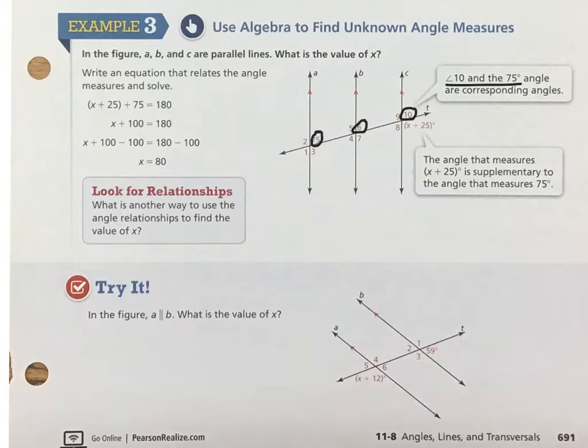Now we have an angle that is labeled x plus 25. What we know is that that is supplementary to the angle that measures 75 degrees, angle 10, because they lie along the same line C. So we can use algebra to say the angle measure of x plus 25 plus the angle measure of 75 has to equal 180, and we can solve for x.